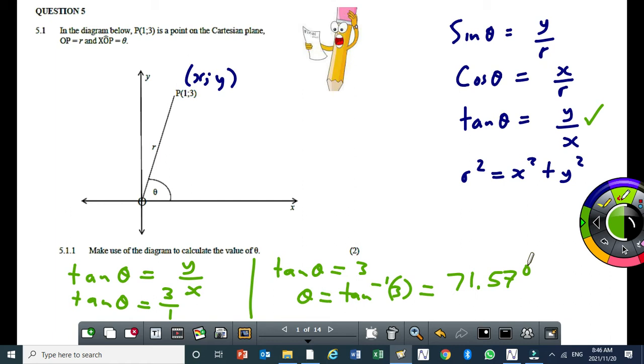This is very straightforward. It's actually grade 10, because the Cartesian plane is best taught in grade 10. So it's very straightforward. Then the next question now, you have to calculate r. So we're going to calculate the value of r.